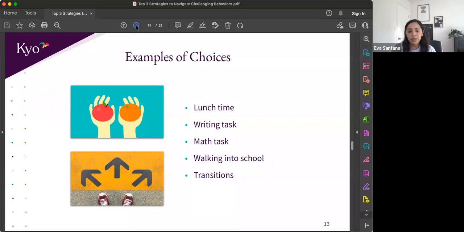Also transitions. So maybe you're transitioning from a preferred to a non-preferred activity, but giving them 2 options of non-preferred. Hey, after we finish playing with bubbles, do you want to go inside and do math or do you want to do science? Or even breaking it down, do you want to do counting or do you want to do identifying letters, whatever it is. So again, you're giving the child a say as to what they want to do.